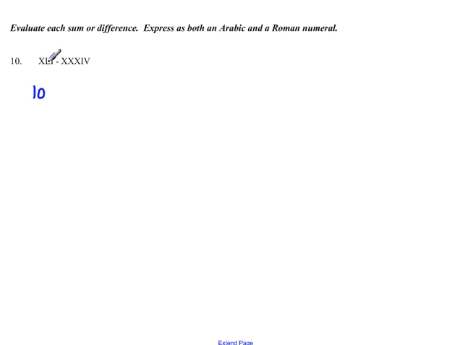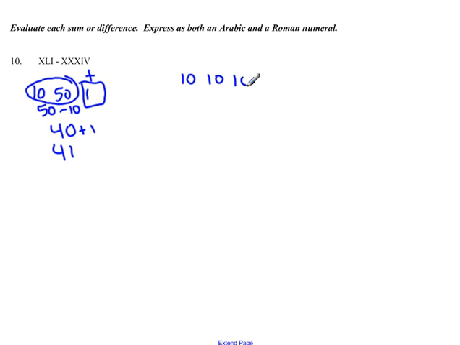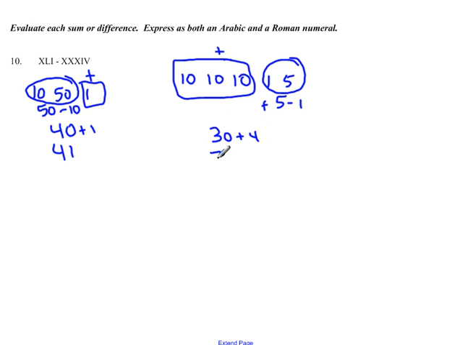Okay? So we start off by first translating these values. X is 10, L is 50, I is 1. You see these numbers are out of order, so you switch and subtract, and then we're going to add this last one. So this is going to be 40 plus 1, or 41, for that first number. This next number, you have 3 X's, so that's 10, 10, 10. Then you have an I, which is 1, and a V, which is 5. Here's your switch and subtract, and then we're going to add all of these plus that difference. So this is going to be 30 plus 4, or 34.